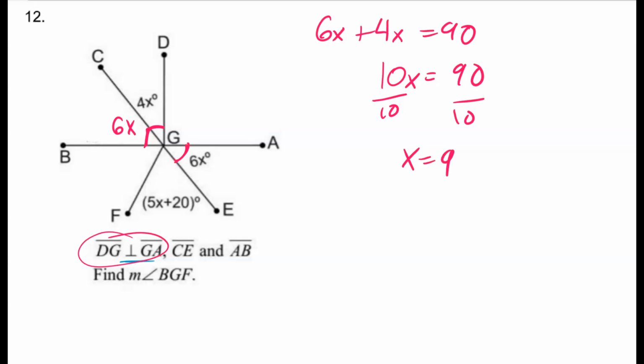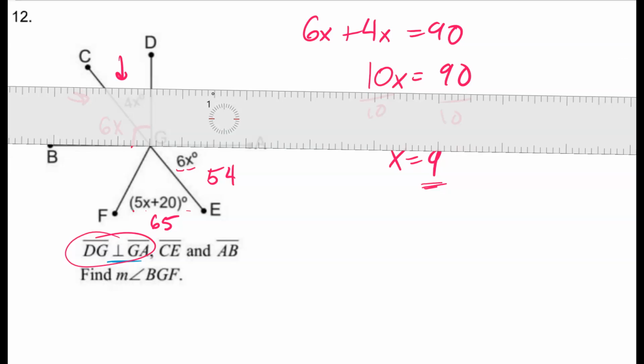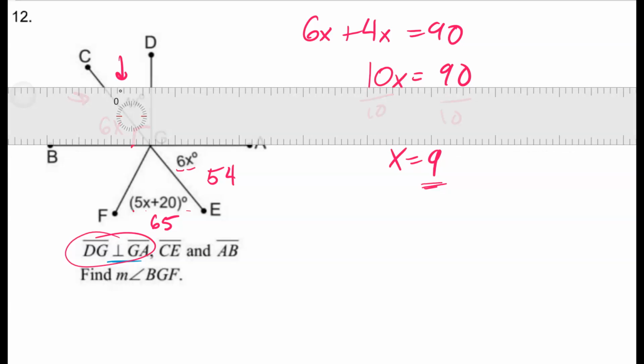So that's helpful because I can start plugging in and filling out what some of these angles are numerically. If I plug in here, 6 times 9 is 54. 5 times 9, if I'm plugging in, is 45. Plus 20 is 65. And I'm not even going to worry about these two angles over here because I'm already noticing something. I'm noticing that BA is a straight line segment. So all the angles on one side of it should sum to 180 degrees.